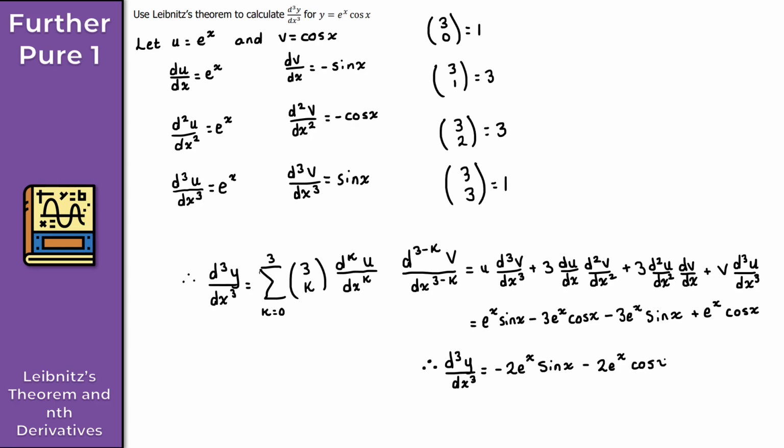Okay. And at this point here, you could just leave your solution as follows. If we just factor out here and make it look a little bit neater, what we get here then is minus 2e to the x bracket sine x plus cos x. Okay, just looks a little bit neater, right? So sine x plus cos x there. And there we have it. That gives us the third derivative there. And that gives us the solution then to this one practice question here for this video. And that actually brings the end then of this video here on Leibniz's theorem and nth derivatives.